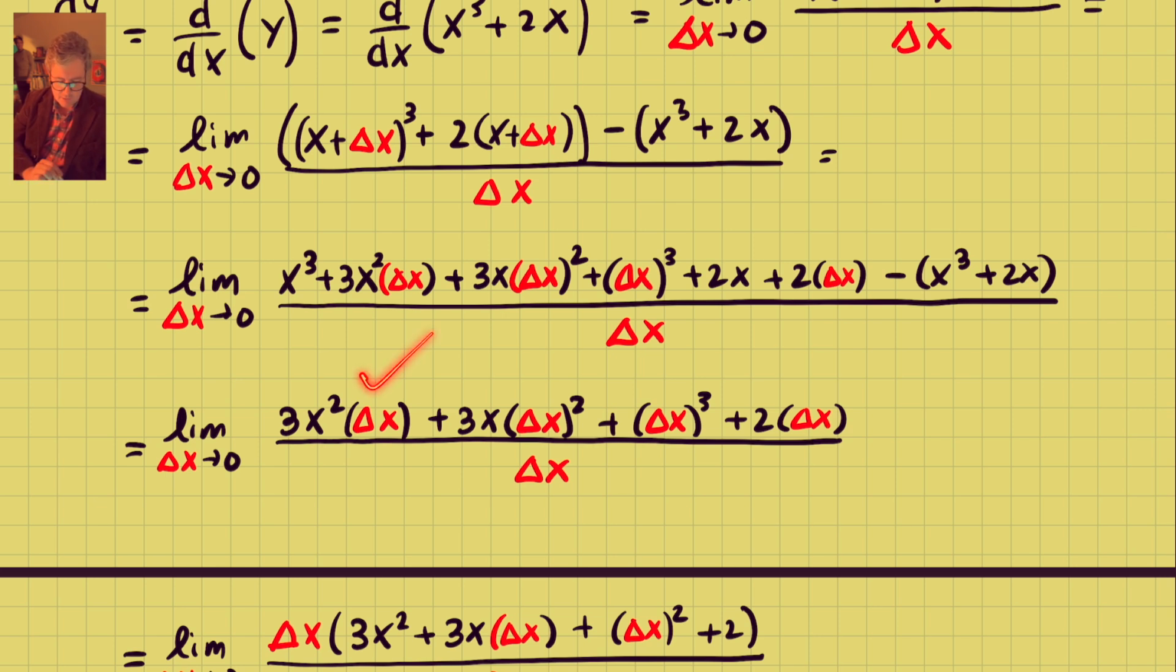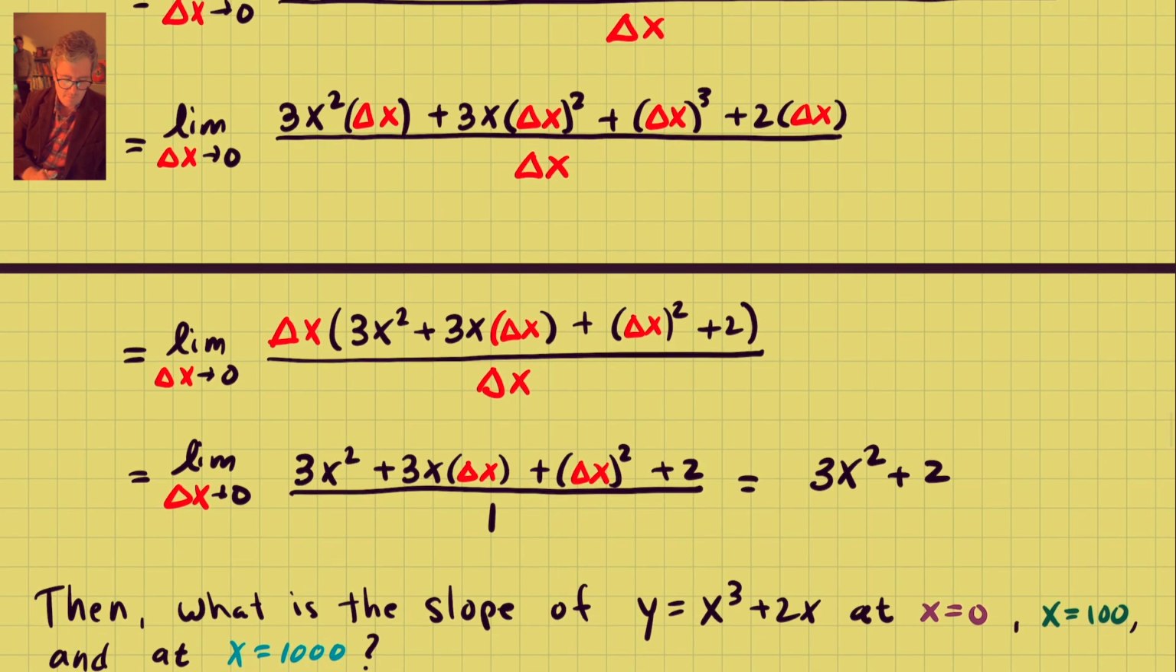Then I get 3x squared delta x plus 3x delta x squared plus delta x cubed plus delta x times 2. I have a delta x in every term, so I can factor it out, and once I factor it out, these will cancel. I'm left with this thing. At this point, I don't have a problem with the delta x in the denominator, so I can take the limit. This whole term goes to 0, and this term goes to 0, and I'm left with this guy and the plus 2. At the limit, this is equal to 3x squared plus 2.